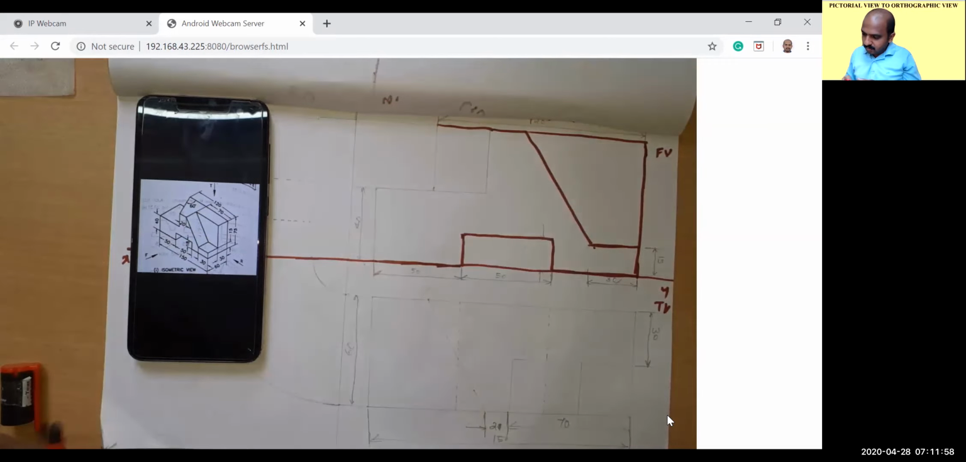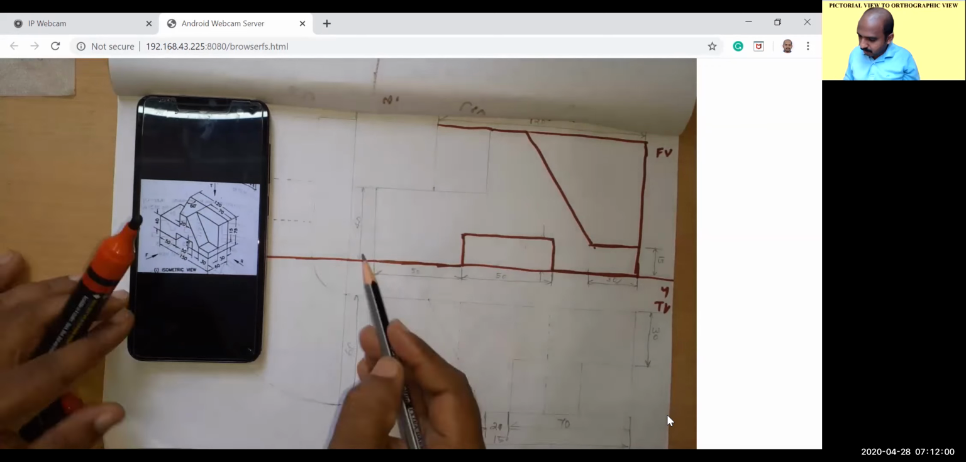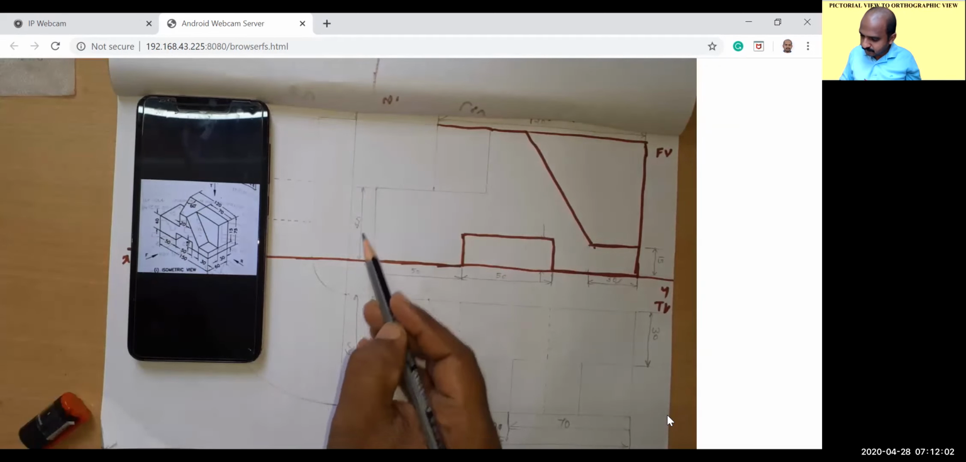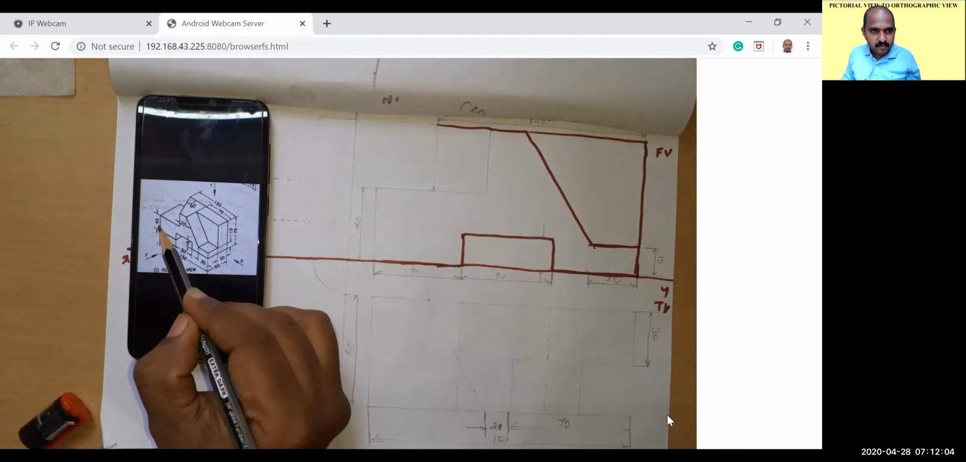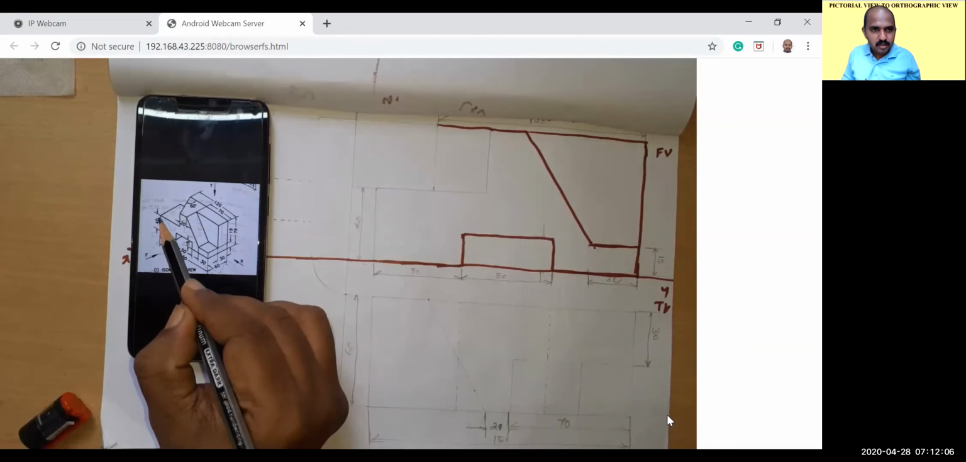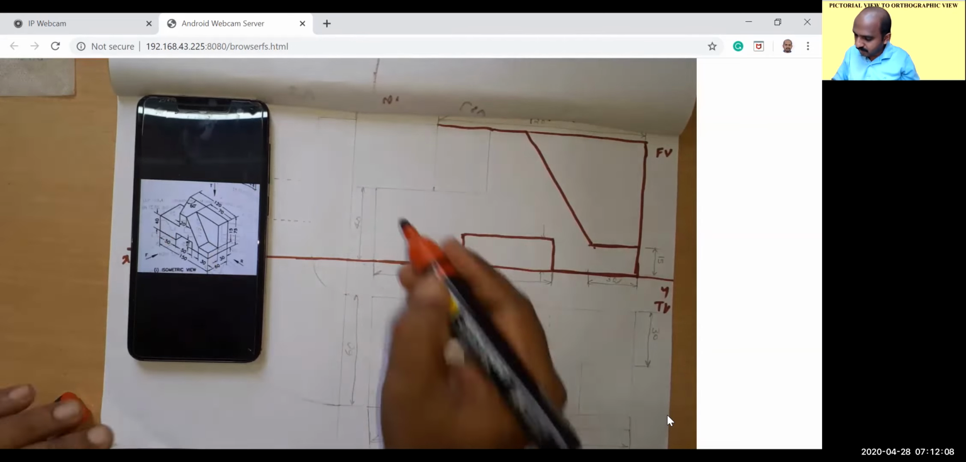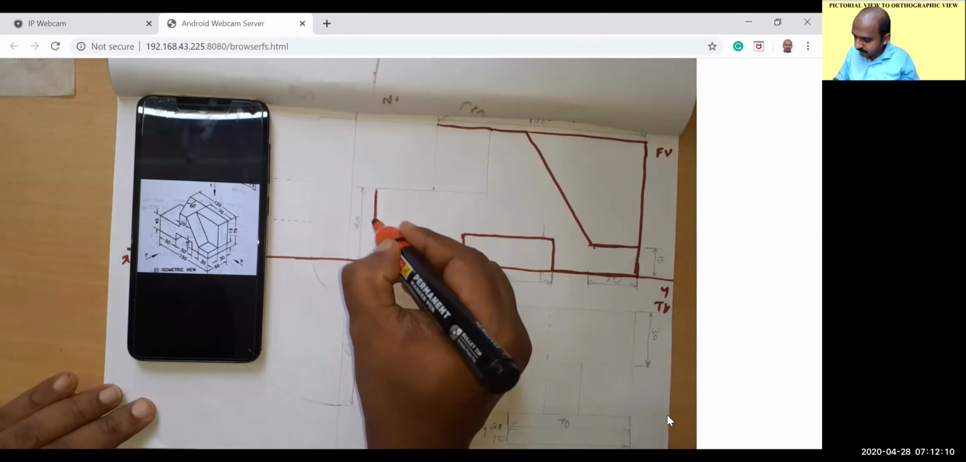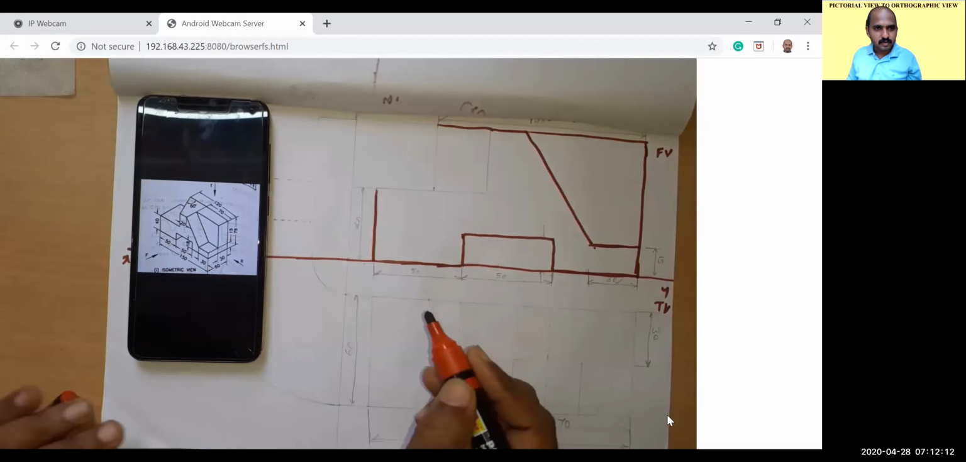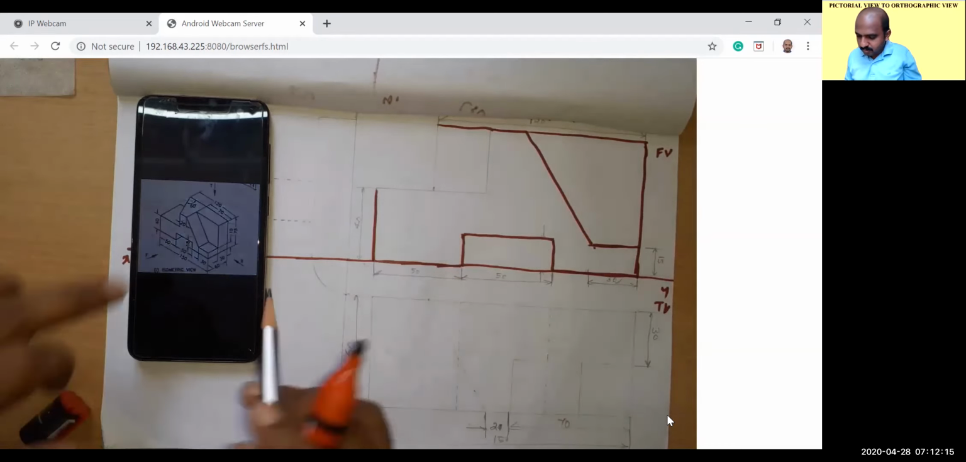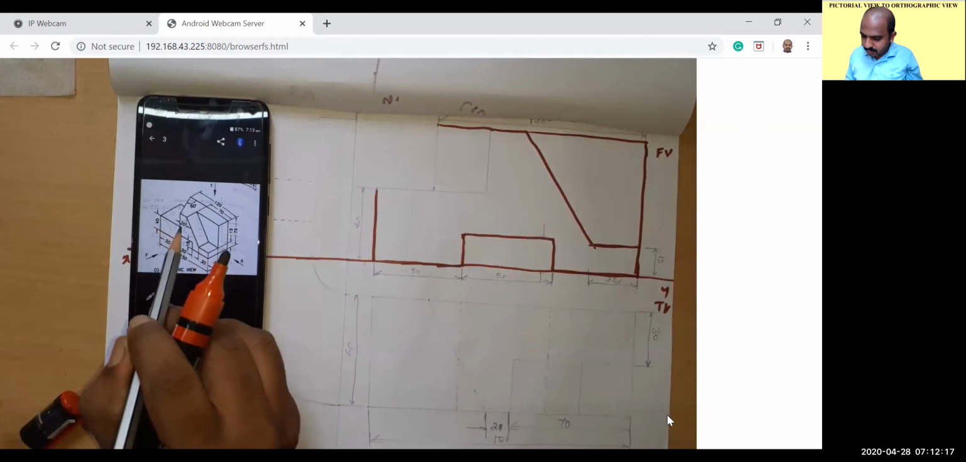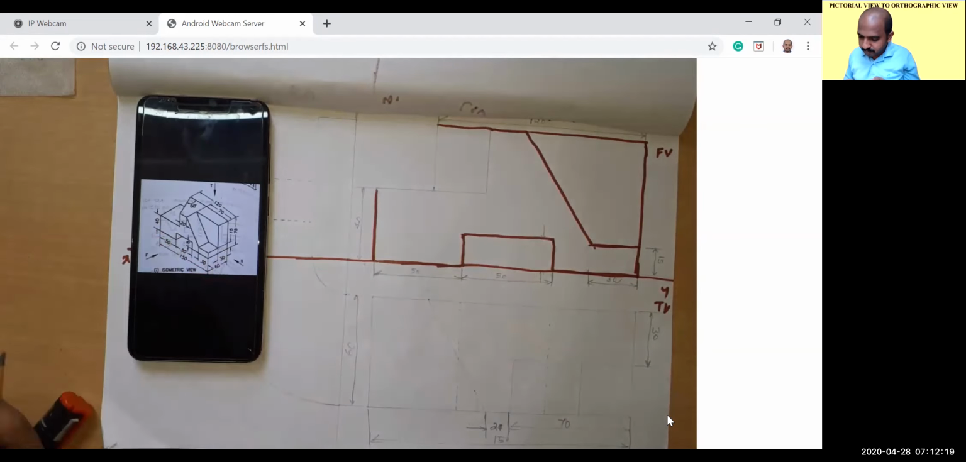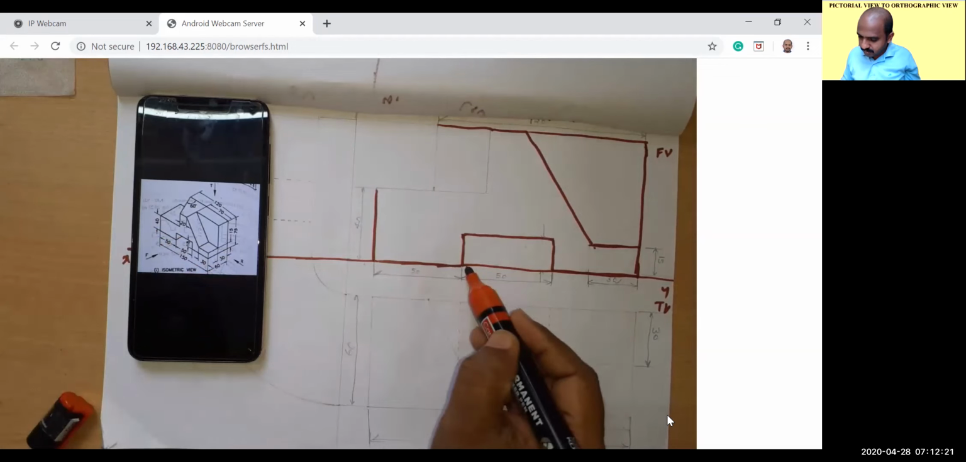Now what is the height? Then you come here. What is this height? This is 40. It is mentioned here. From here to here is 40. So that is the 40 length. Then from this end to this end, it is mentioned. So the bottom is 50.